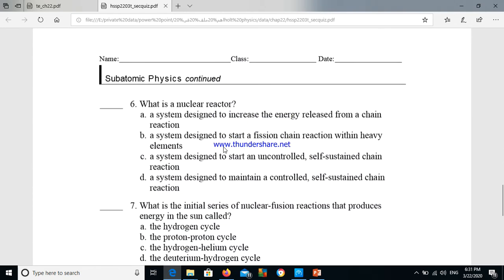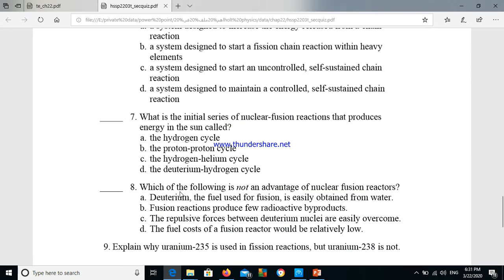Question 6. What is a nuclear reactor? A nuclear reactor is a system designed to maintain a controlled, self-sustained chain reaction. The answer is D. Question 7. What is the initial series of nuclear fusion reactions that produces energy in the sun called? The answer is the proton-proton cycle, B.